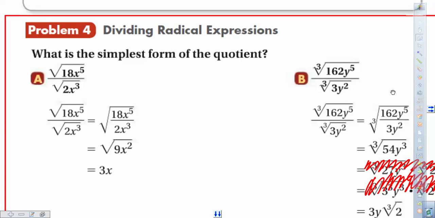Instead, here's what we're going to do. We're going to take a look at this problem and say, hey, do you notice they're both taking square roots? Because they are both square roots, we can write this underneath one square root, and then ultimately what we can do is just simply reduce that fraction right there. So 18 out of 2 can reduce to the 9. X to the fifth divided by x to the third would be x squared.